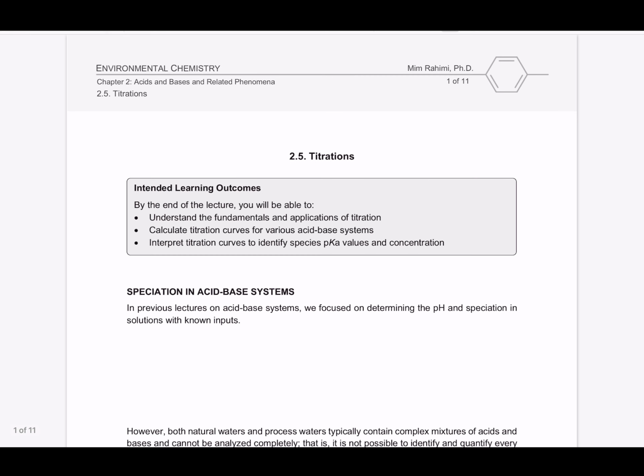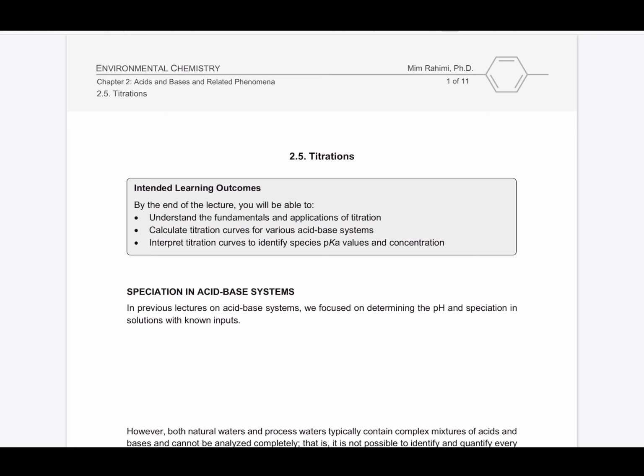Today we're going to talk about titrations. It's a very useful technique if you're in the lab. It's extremely useful, as you'll see today. We're going to talk about the fundamentals, basically how titration works, and then calculate titration curves and also interpret some useful information like pKa and the concentration.